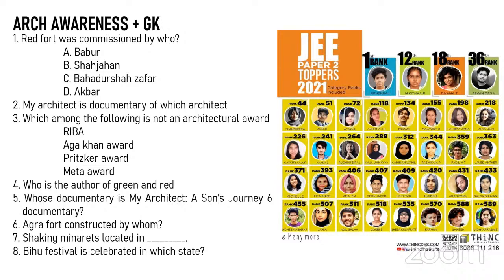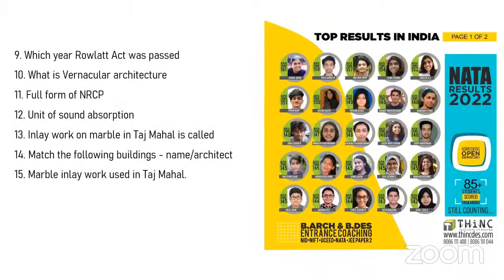Also, one question was, which among the following is not an architectural award, and who is the author of Green and Red, and Agra Fort was constructed by whom, and Shaking Minarets are located in which place. A Bihu festival question was also included, like Bihu festival is celebrated in which state. And there was the Indian history based question: in which year was the Rowlatt Act passed?